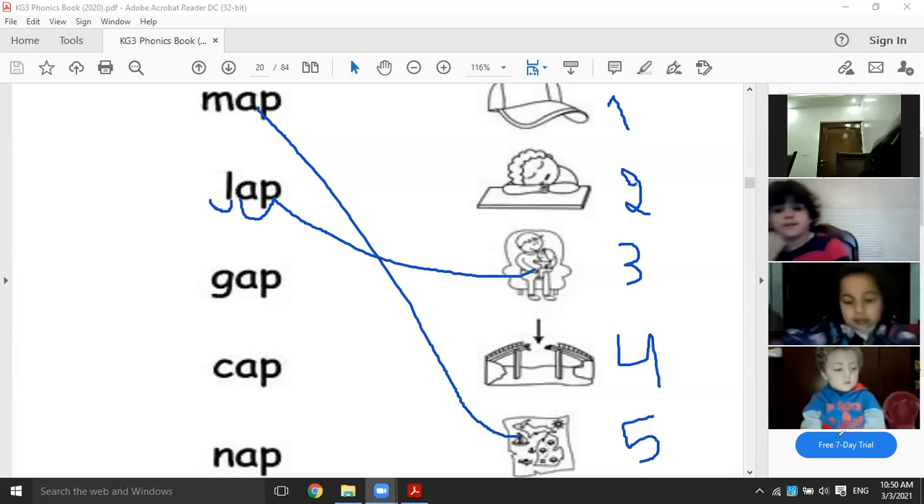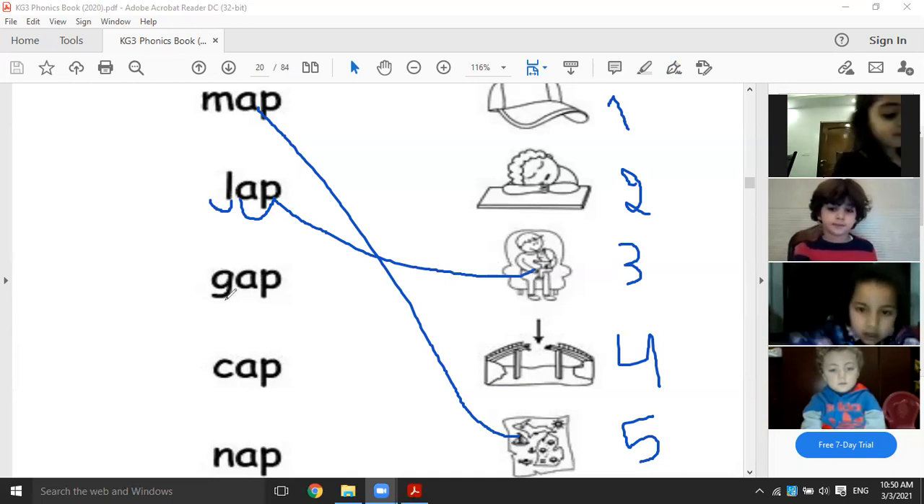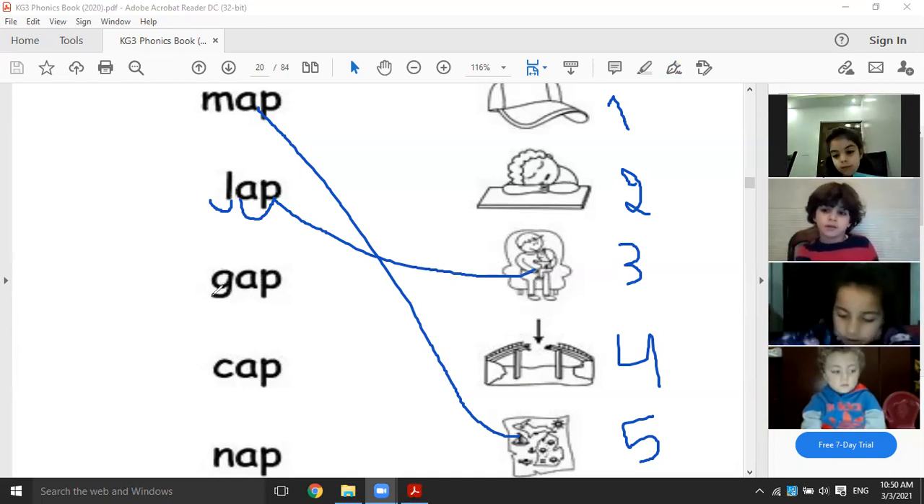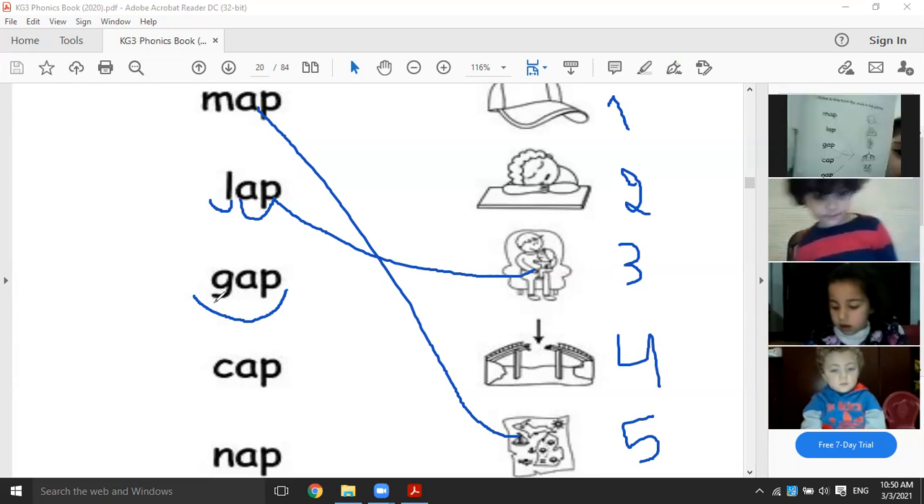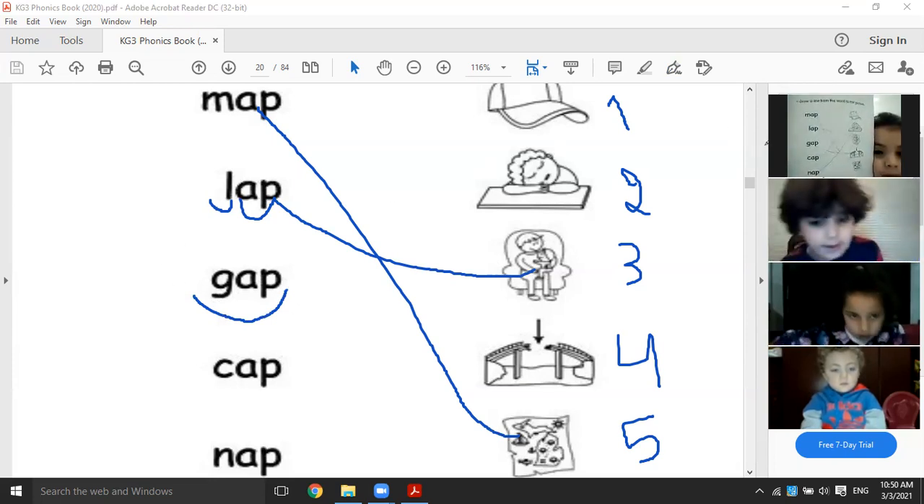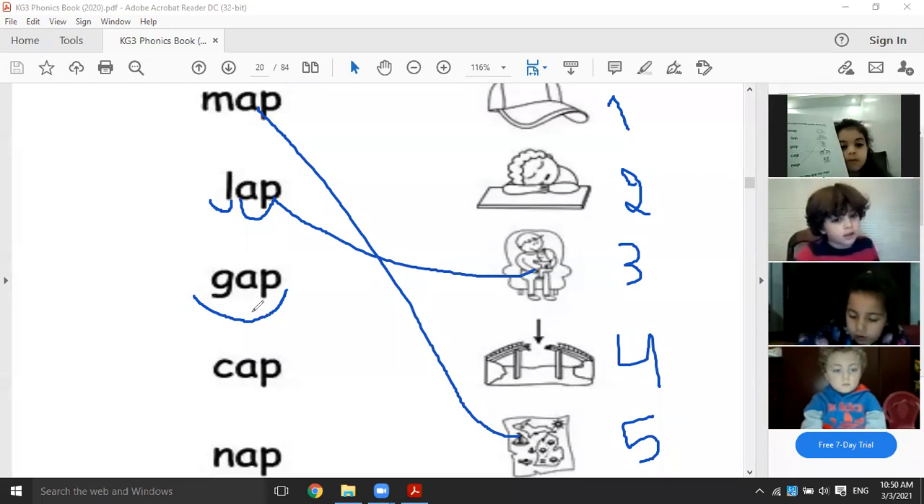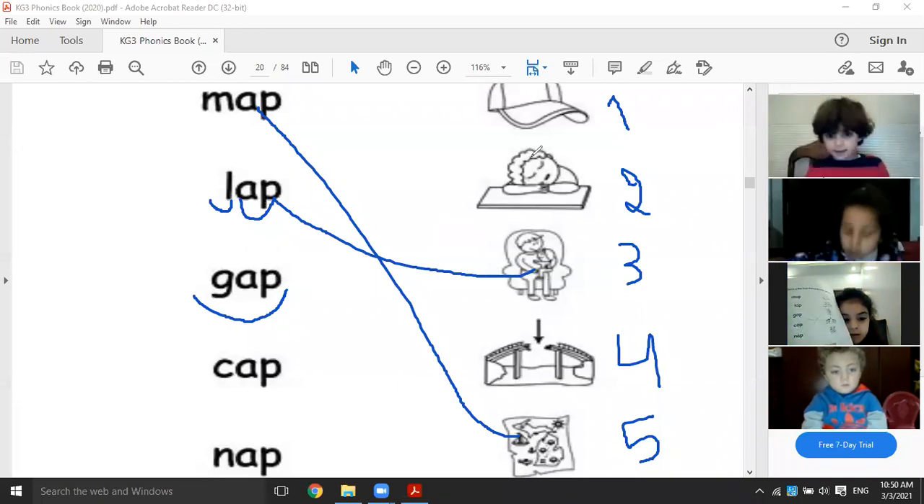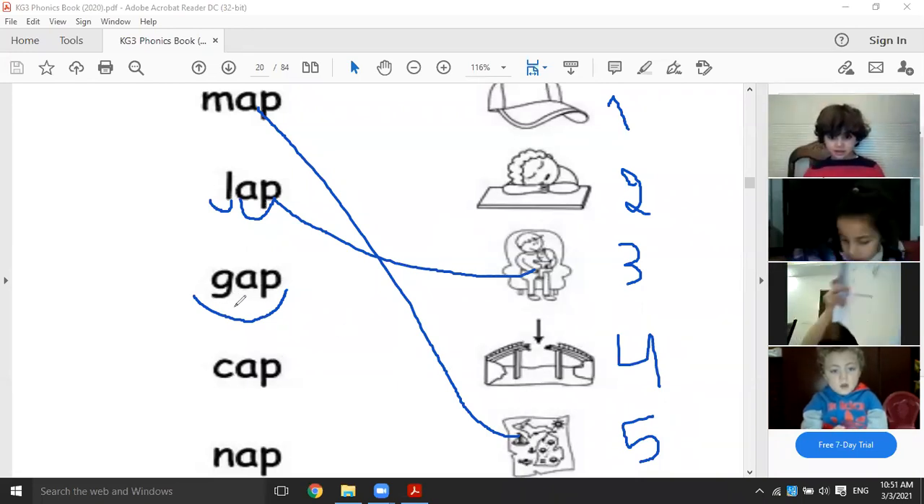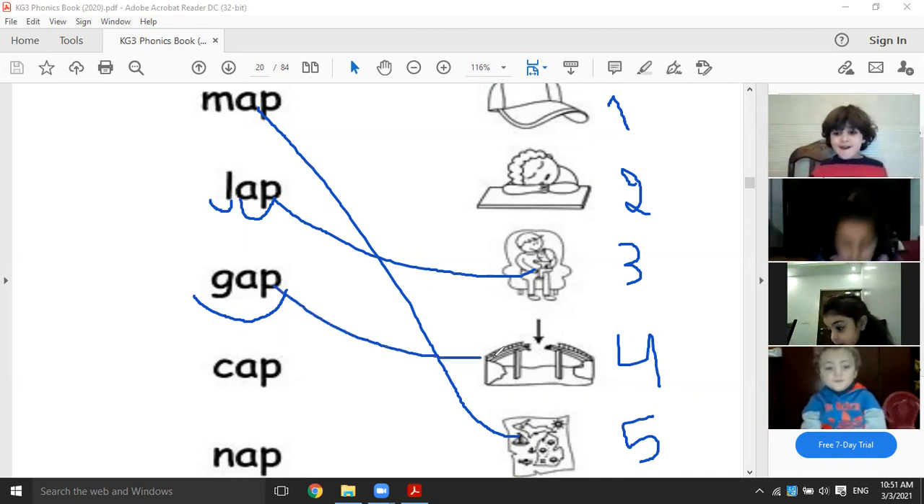Now I want from Muhammad Abdullah, please. Muhammad Abdullah, can you solve the third one, please? I want you to read the word. Maria, put the book on the desk. Thank you, Maria. Yalla, read it. Gap, which picture? Can you tell me which number? 4. Okay, so I will match it to number 4.